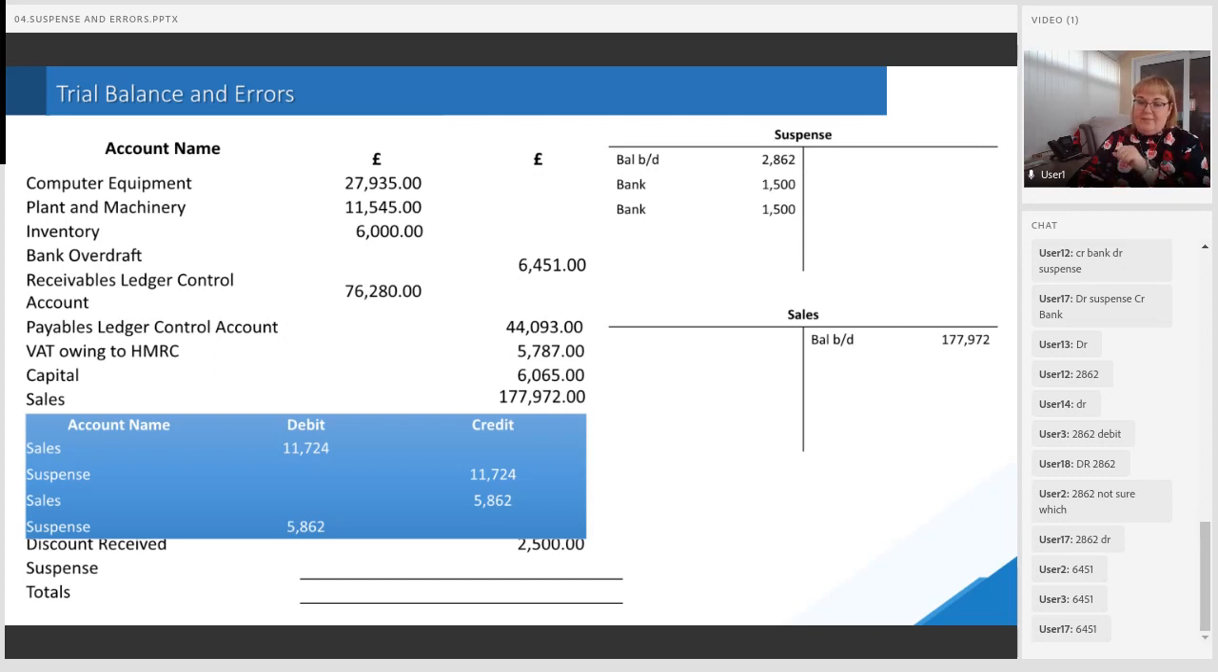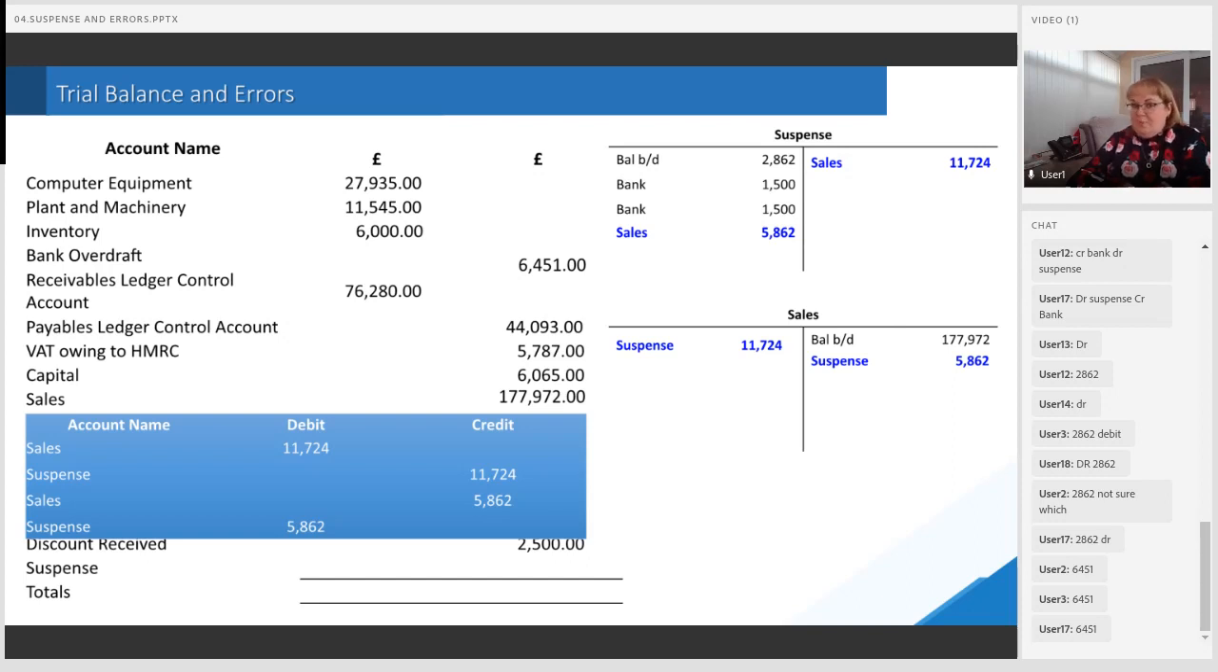I've pulled in the sales account, and I've pulled in the opening balance that is currently represented, of 177,972. So all I've got to do, and I know I make it sound really easy, is put the journals in and balance the account off. So I'm going to debit sales with 11,724, and I've credited Suspense, and I've used the names of the opposite accounts. And then this time I'm going to credit sales with 582 and debit Suspense.